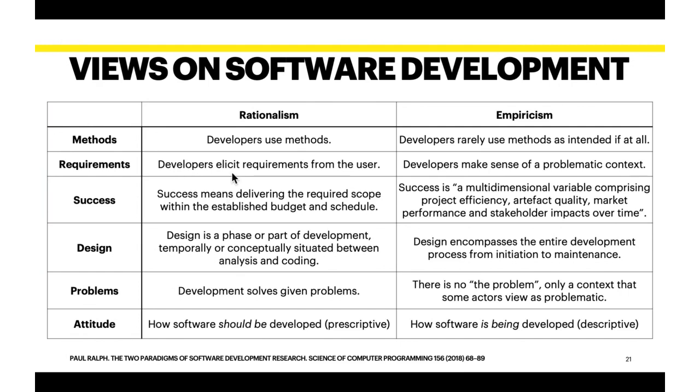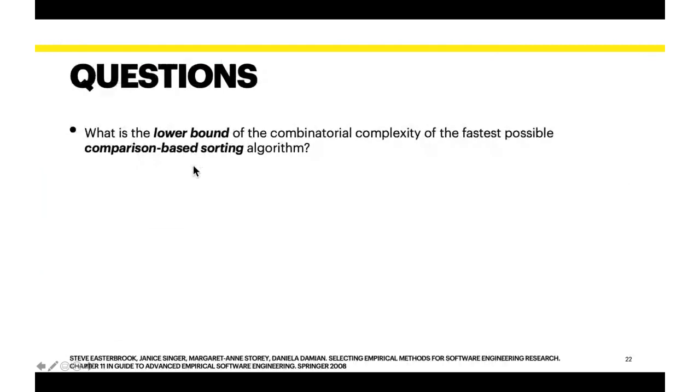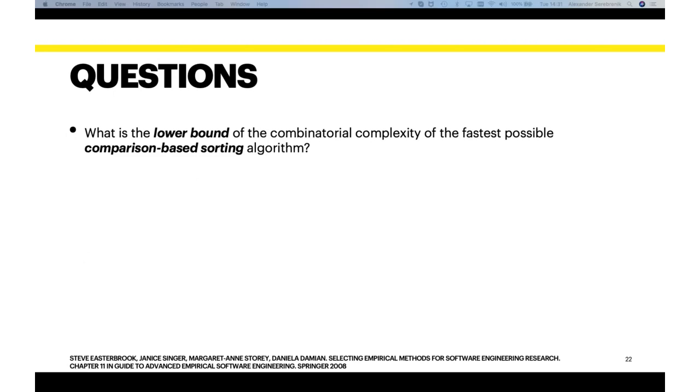So here is the first question. What is the lower bound of the combinatorial complexity of the fastest possible comparison-based sorting algorithm? So again, let us start a poll. And the question is, is this question appropriate for empirical studies? Yes or no?